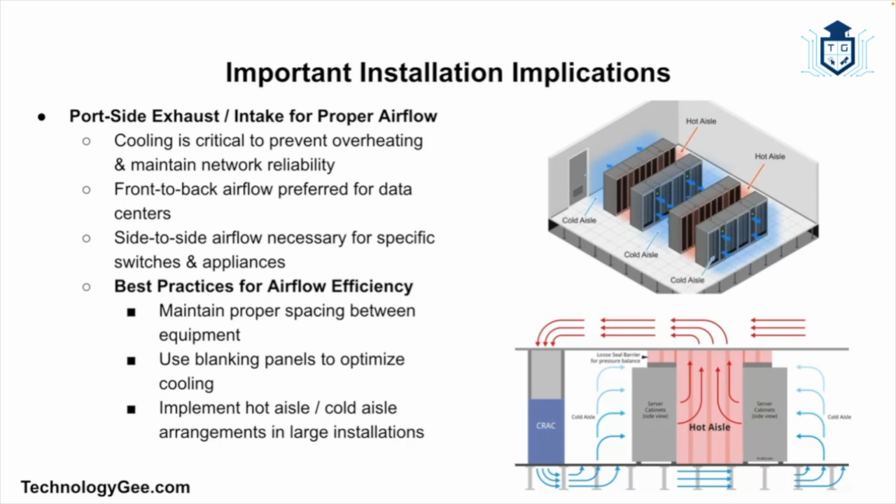All right, next we have what is called port side exhaust, or intake, for proper airflow. So proper airflow management is critical to prevent overheating and ensure network reliability. Front to back cooling is preferred in most data centers. Side to side airflow may be necessary for certain switches and network appliances. And this ensures adequate spacing between equipment and uses blanking panels to direct airflow efficiently. And then there's also the implementation of hot aisle and cold aisle arrangements in large scale installations.